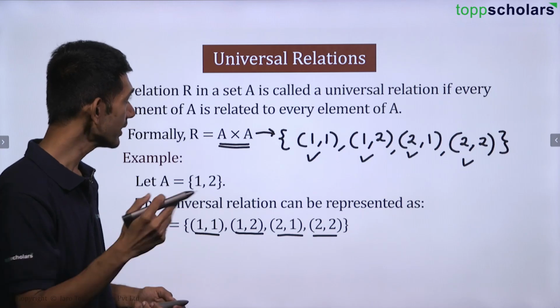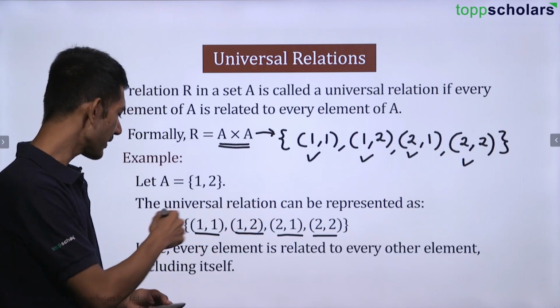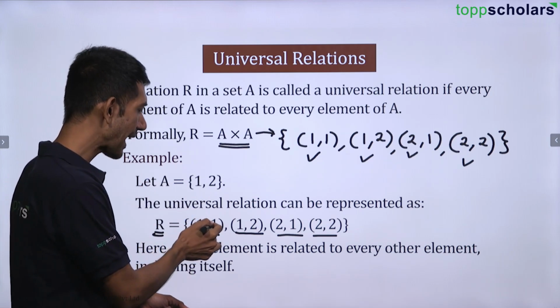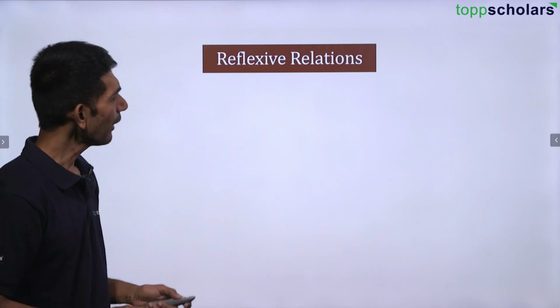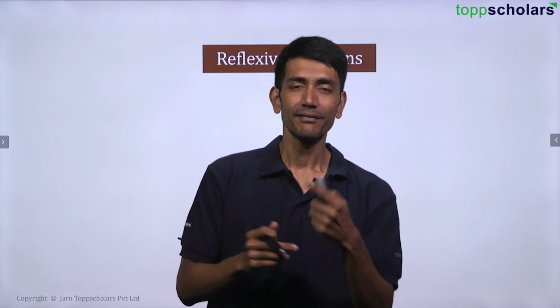Now comes an important one later, so please try to concentrate. So here every element is related to every other element including itself. So obviously including itself as in (1, 1), (2, 2). Okay. Now let us talk about reflexive. Reflex, right? Reflex means what? Something that comes back, or when you look at the mirror, that is like your reflex, you versus you. Same thing. That is reflex, right?